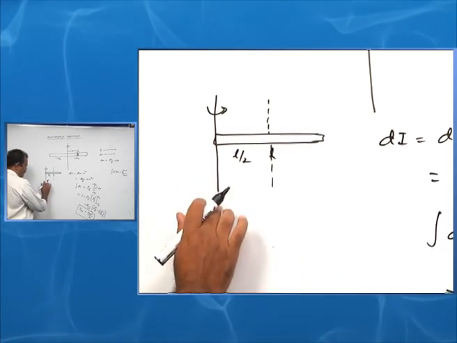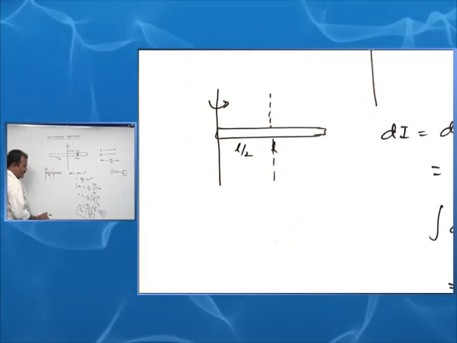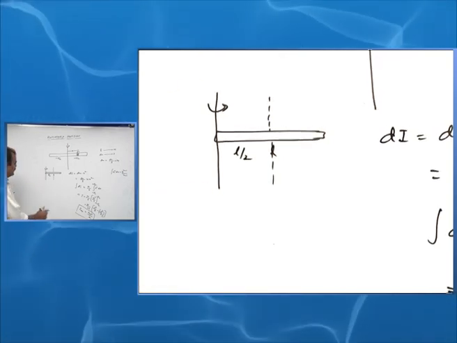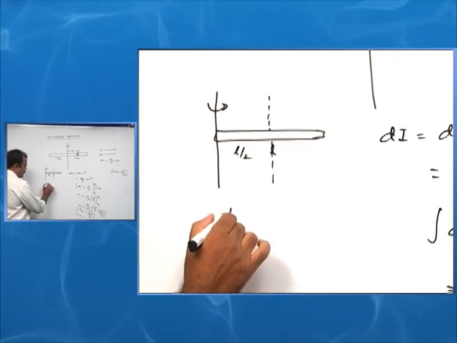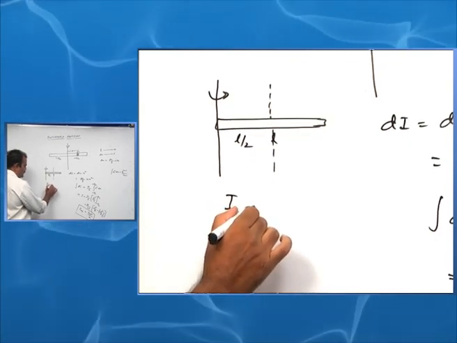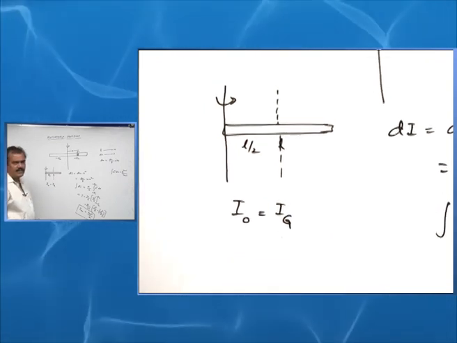Now it is the moment of inertia about this axis of rotation. Two axes are appearing here, but you are going to find out the moment of inertia about this axis only. In this case, we are applying the parallel axis theorem. That parallel axis theorem is nothing but I_0 is equal to I_g, that is, the one passing through the center of gravity.